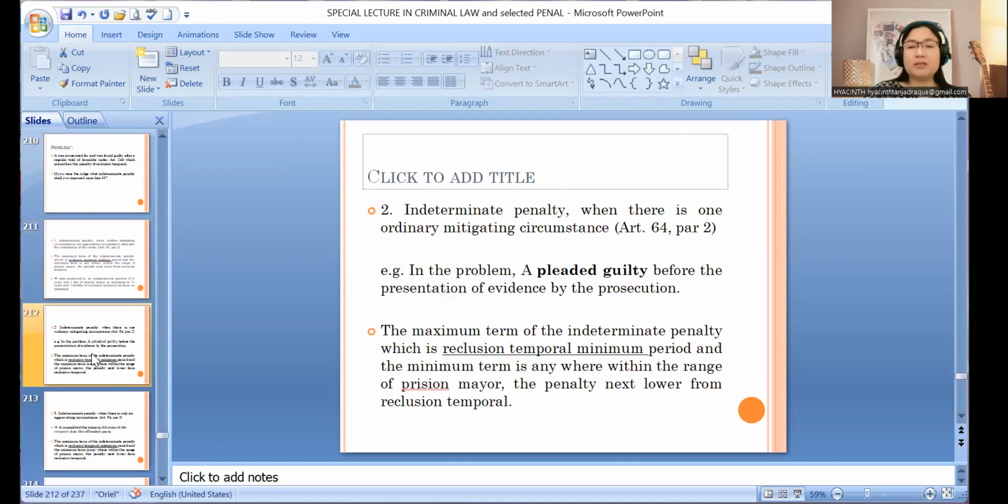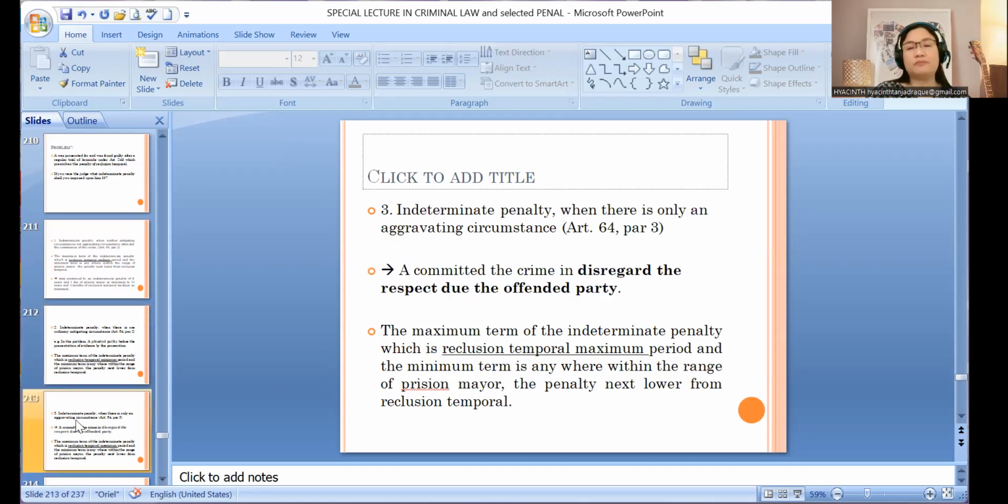What would be the penalty if there is one ordinary mitigating? Example, the accused pleaded guilty before the presentation of evidence by the prosecution. So what would be the prescribed penalty? The maximum of the indeterminate penalty shall be reclusion temporal minimum period. How about the minimum of the indeterminate penalty? Within any range of prisión mayor, which is the penalty next lower from reclusion temporal.